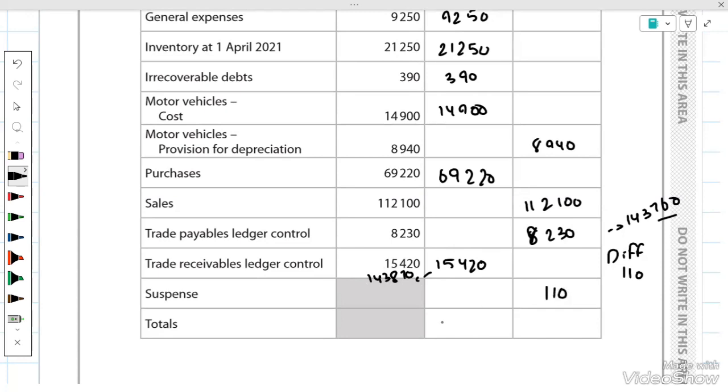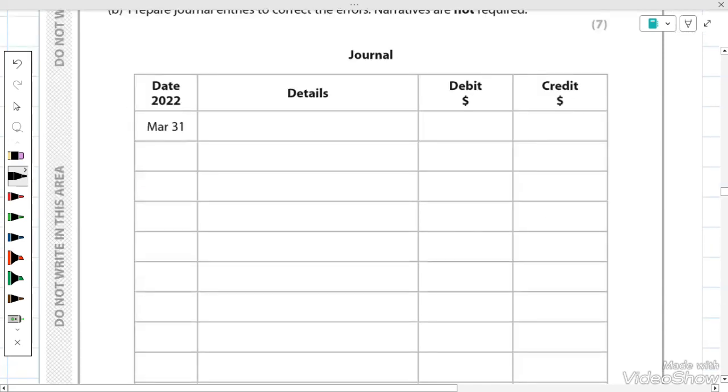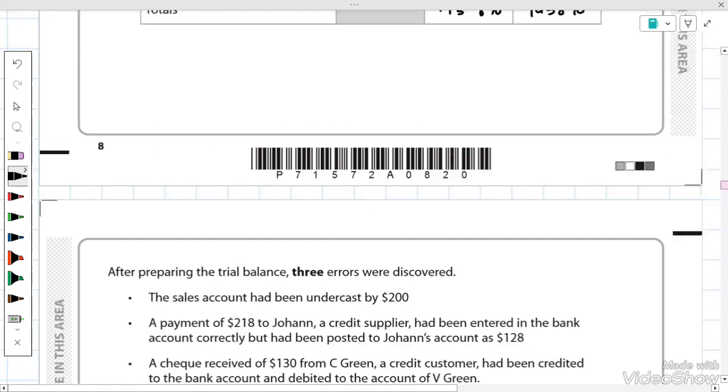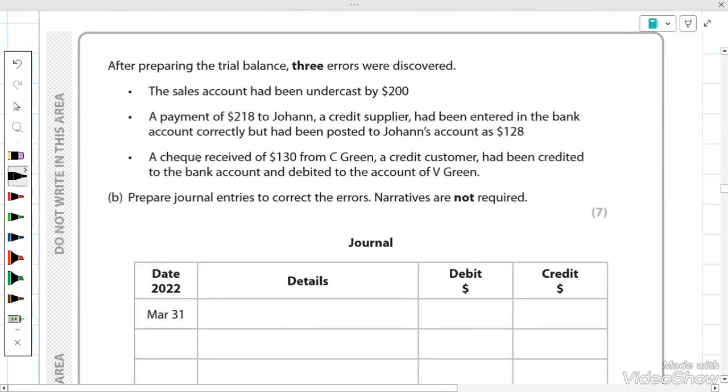And now we are going to balance both sides. 143,870, 143,870. Okay. So after preparing the trial balance, three errors were discovered.